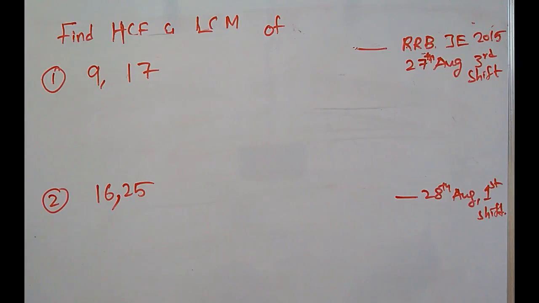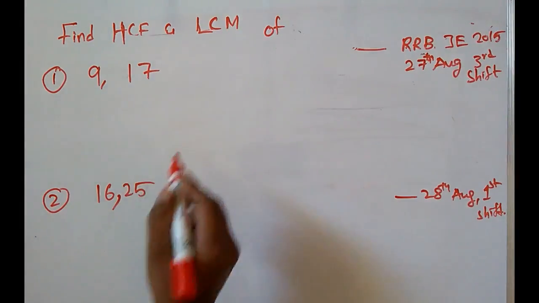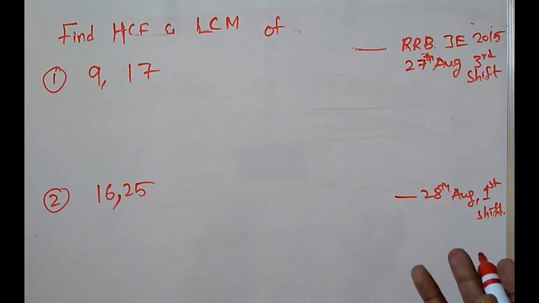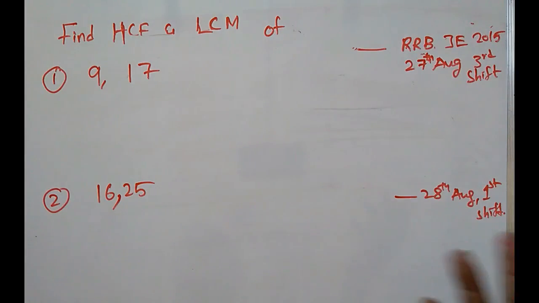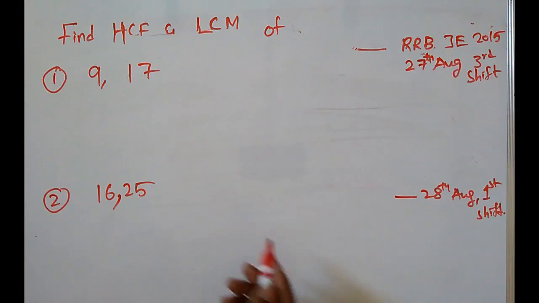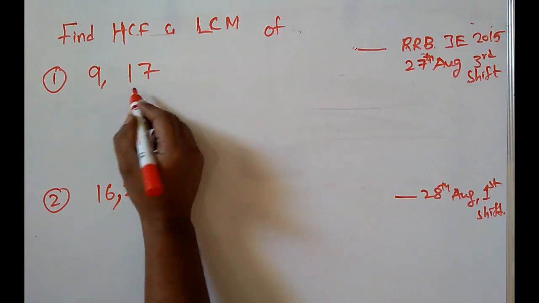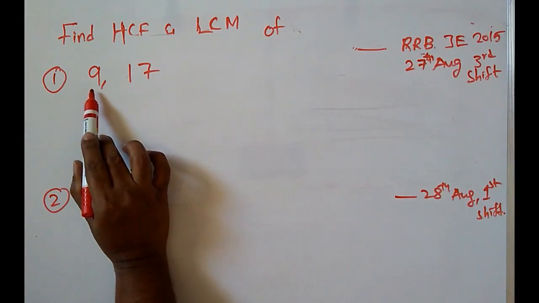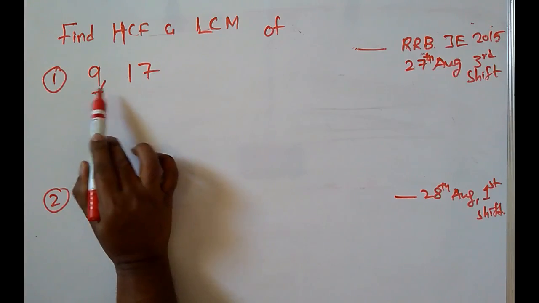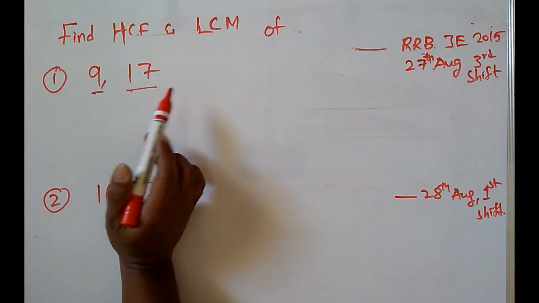Let us see another problem. Find the HCF and LCM of 9 and 17. I am discussing all the problems, friends, so that you will be familiarized with this HCF and LCM. This is a pakka question in RRB JE. You are going to see this question in the question paper. See, friends, here why I have taken this question again is that here 9 and 17 are there.